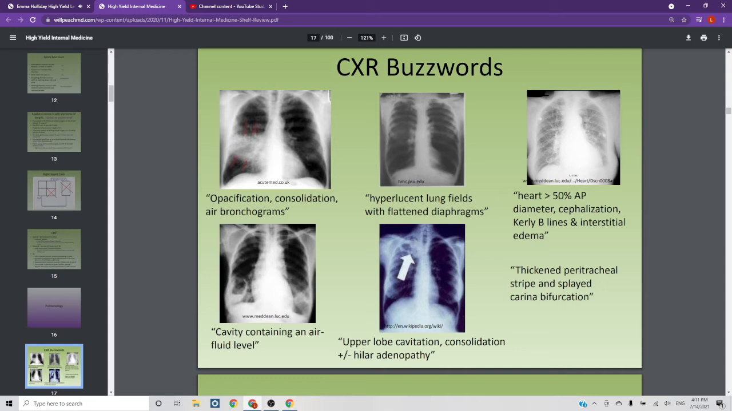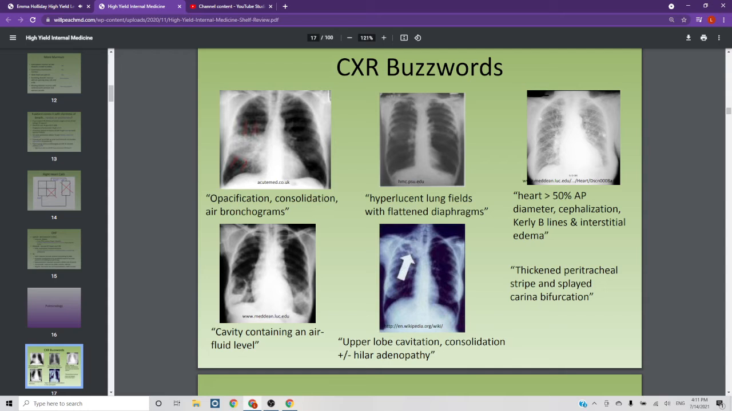Yeah, so what they might describe, the lung fields are really black, right? That's called hyperlucent, and the diaphragms are very flat. See a lot of air trapping. So that is COPD. And the third one? Yeah, so they describe it, the heart is big, greater than half of the AP diameter. There's Kerley B lines and kind of fluffy interstitial edema. That's CHF. The fourth one?